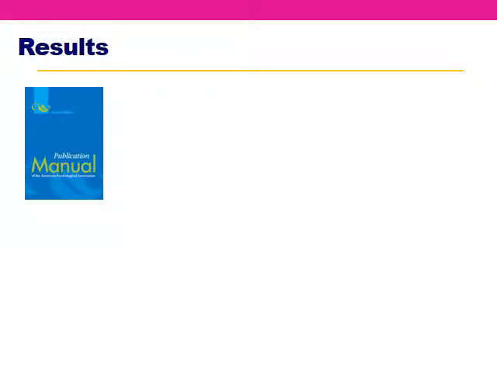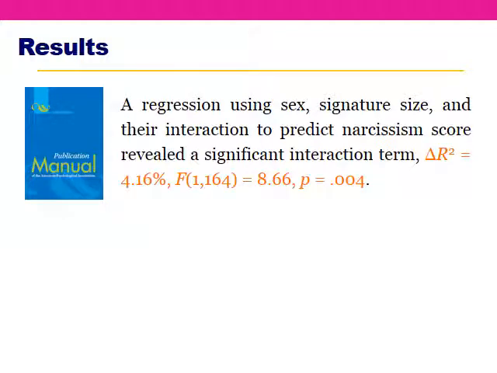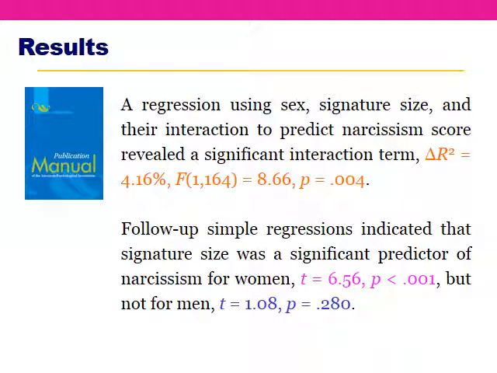Here's how we'd write up our results if we did it in process. You'll notice they're going to look pretty much the same as they did 2 weeks ago. A regression using sex, signature size, and their interaction to predict narcissism score revealed a significant interaction. Here's your F-change test. And then we see that we ran separate simple regressions for men and women, which found a significant relationship between signature size and narcissism for women, but no such relationship for men.